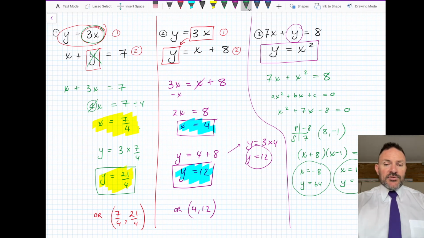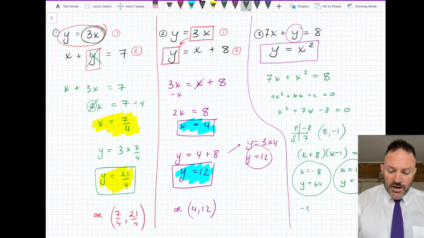Don't just put x equals the two values and then y equals the two values, because then I'm going to ask you, well, which one does the y belong to? Which x value? Likewise, I could write them like this, -8 and 64. I could write that as 1 and 1.